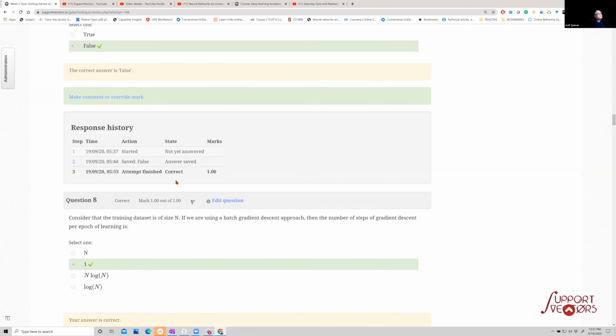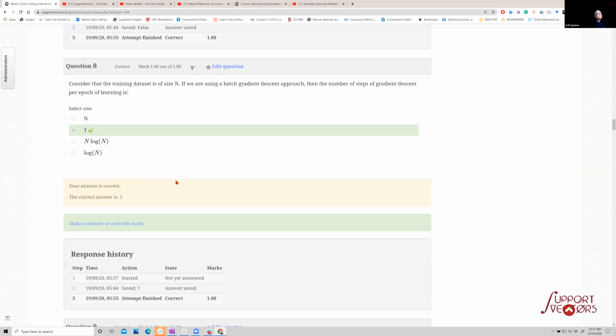Next question is, consider that the training data set is of size n. If you're using a batch gradient descent approach, then the number of steps of gradient descent per epoch is 1, because the entire data set is used to compute the loss, isn't it? So 1 epoch is 1 step.